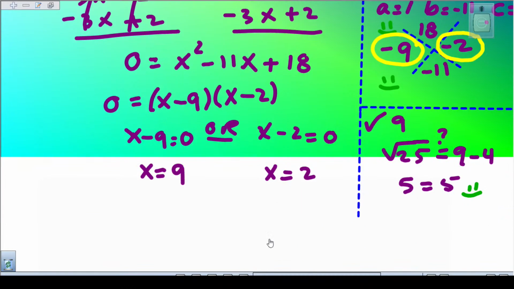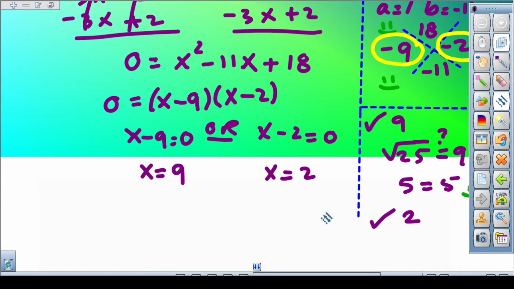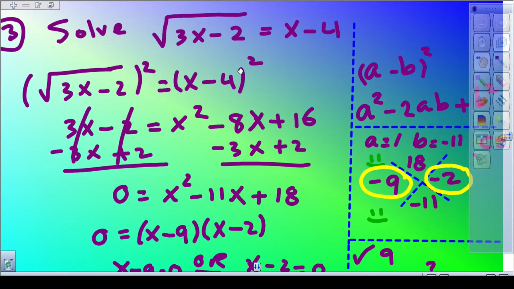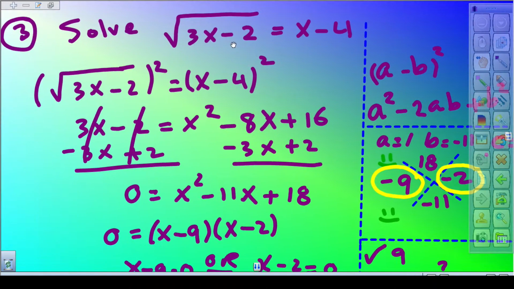What about the other solution? X equals 2. Well, you're going to have to do this again. I know. That's okay. It's worth it. Check the 2 to see if it works. You check the 2 by plugging the 2 into the equation. Again, the original equation would help. I would recommend that. So I'm going back to the original equation, which is the square root of 3 times 2, which is 6, minus 4. 6 minus 4 is 2.